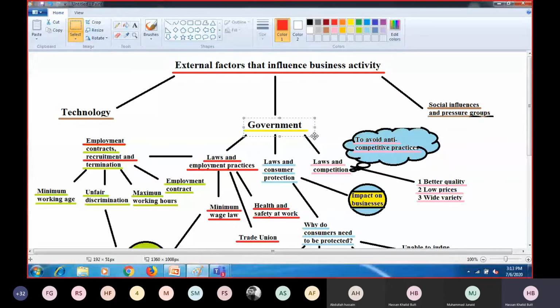So we are talking about government as an external factor. First of all, we'll talk about the laws which are normally made by the government to control business activities, because government always makes laws. So can you tell me what the laws are for, Aniza Hamid? Why generally, what do you think? Why does government make laws which can influence business activity?